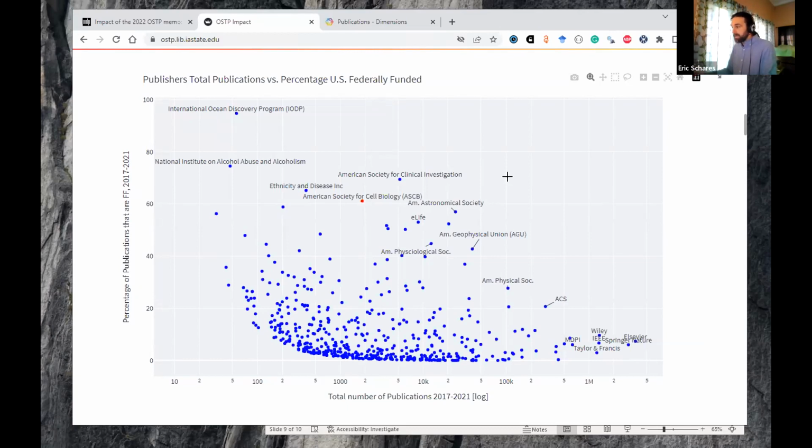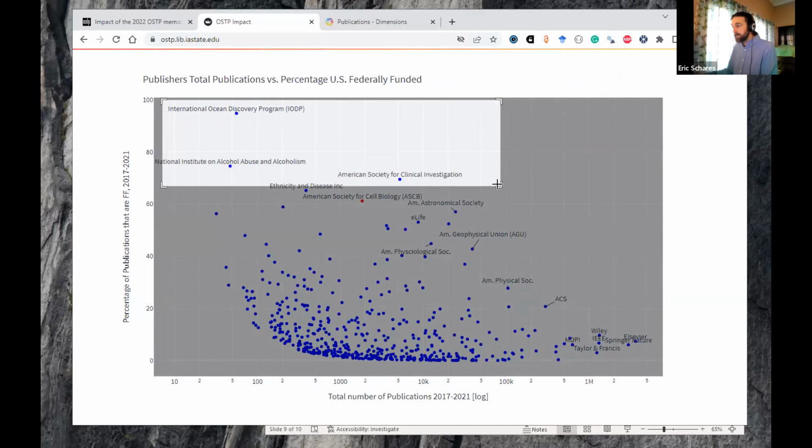But here again, we can see the American Astronomical Society and eLife having somewhat high percentages of federally funded articles. But new publishers jump to the top. So this International Ocean Discovery Program, I'm not familiar with this particular publisher, but nearly 100% of the material that they publish acknowledges some form of US federal funding. National Institute on Alcohol Abuse and Alcoholism, American Society for Clinical Investigation. These are our top 3, 4 or 5 or so.